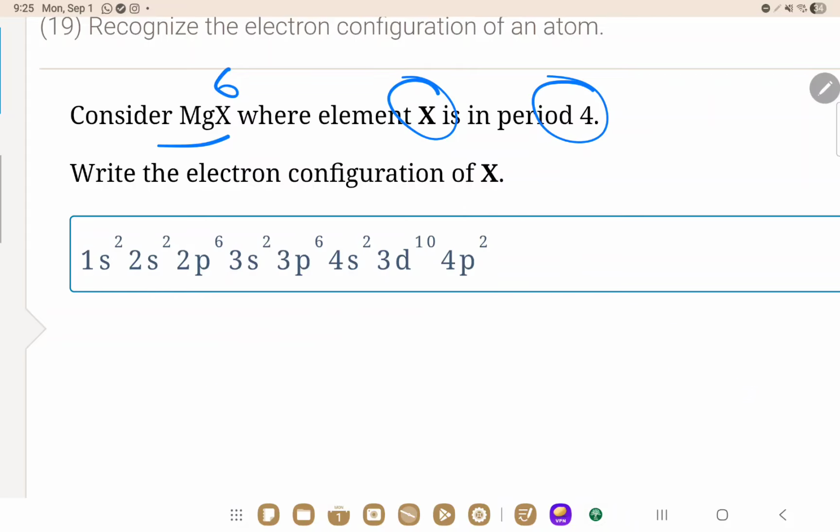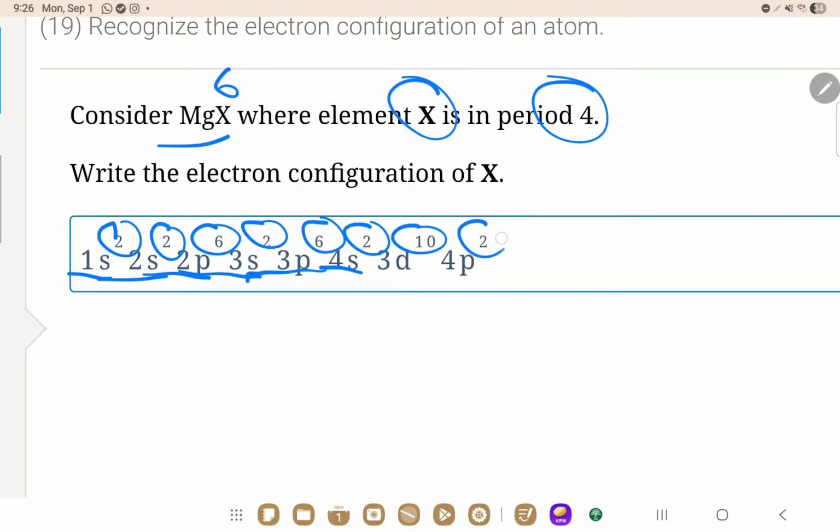So you write 1s2, 2s2. Okay, then you move on. 2p6, then again 3s2, because we're moving backwards each time. Then 3p6, then again 4s2. You're going to say, okay, when do I know how to stop? You're going to start adding up these superscripts until you reach 34.